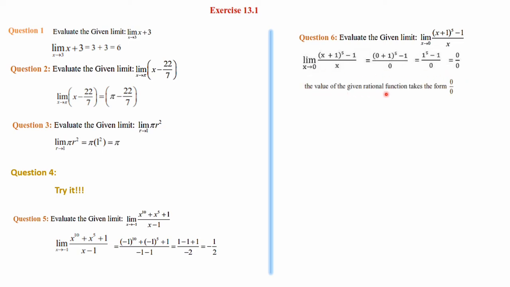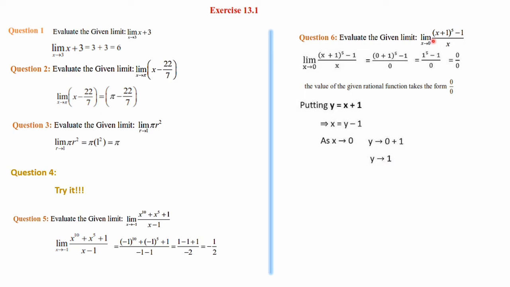So the value of the given rational function takes the form 0 by 0. Put y is equal to x plus 1. So this x plus 1 we have to substitute with another variable, that is y. Y equal to x plus 1. Here x is equal to, we can calculate the value of x. Take this plus 1 to the left side, so y minus 1. Then as x tends to 0, what will happen to y? As x tends to 0, y tends to 0 plus 1. So here the x value is replaced and put as 0, so 0 plus 1. Here y tends to 1, means as x tends to 0, y tends to 1.